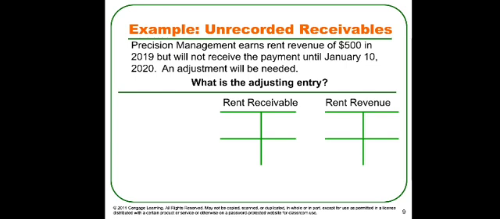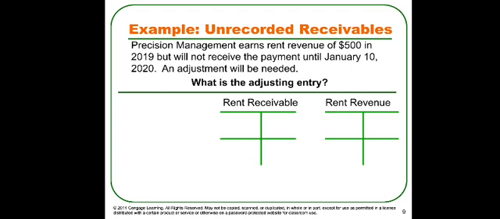Your business will get something in the future, so it means your business will get benefit in the future, so it is an asset. Okay, you have to assume that this business in this example is your own business. So let's see, your business earns rent revenue of 500 in year 2019, but will not receive the payment until January 10, 2020.